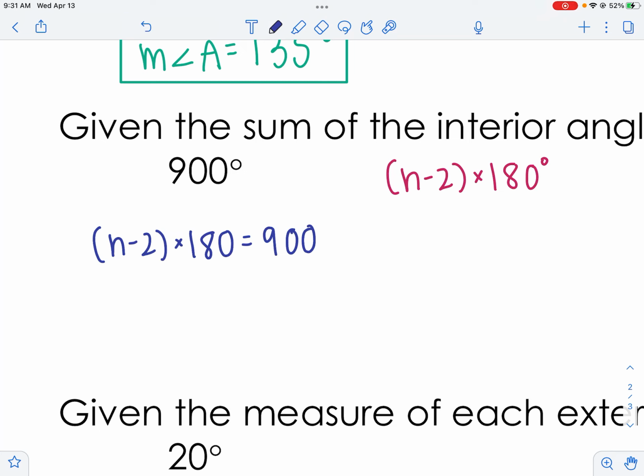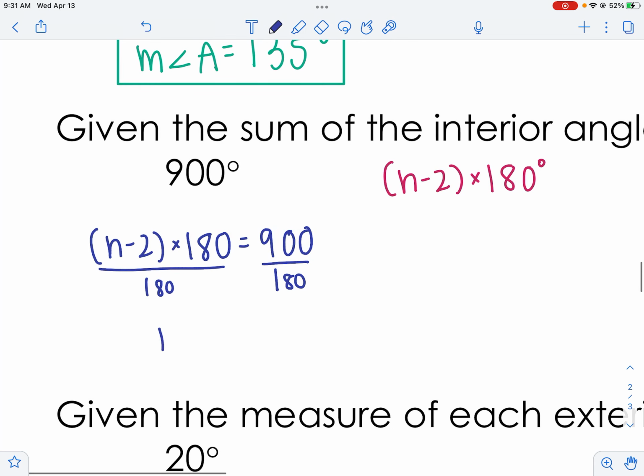Now, you could just scroll up and look on your chart, but remember that you won't always have access to the chart, but you'll always have access to your formulas. So on these particular problems, I'm going in backwards order. So instead of subtracting 2 first and then multiplying by 180, I'm going to divide everything by 180 first. So 900 divided by 180 is 5. So I have n minus 2 equals 5, and now I'm going to add 2 because I'm going backwards. Well, 5 plus 2 is 7, which would make this a heptagon.